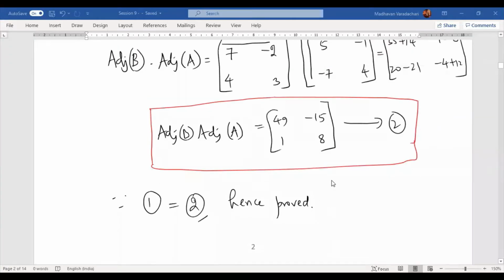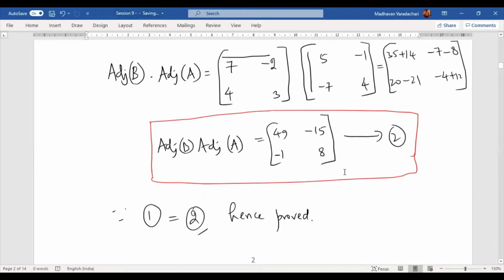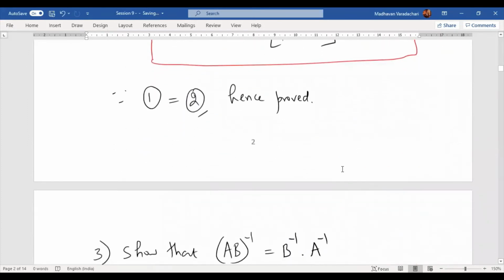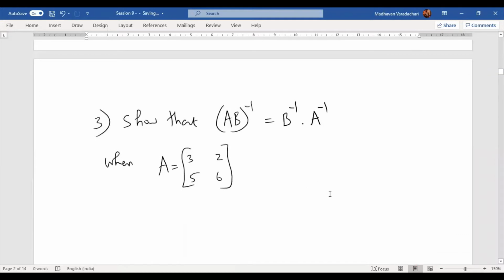Here in the second equation, 20 minus 21, it should be negative 1. Then only 1 and 2 are equal. I made a mistake that time. And B is equal to 4, 7, 3, 9.